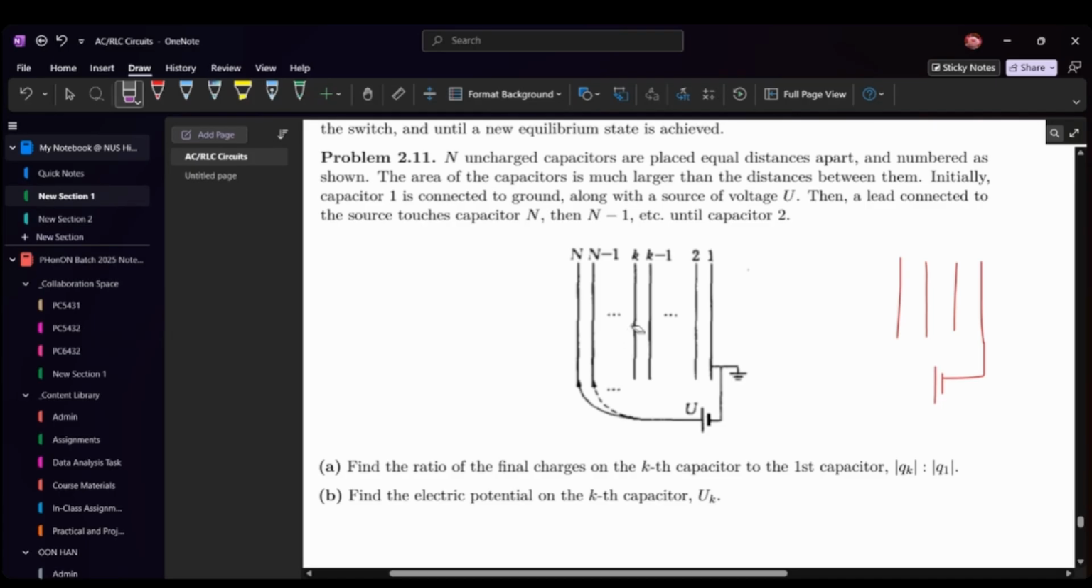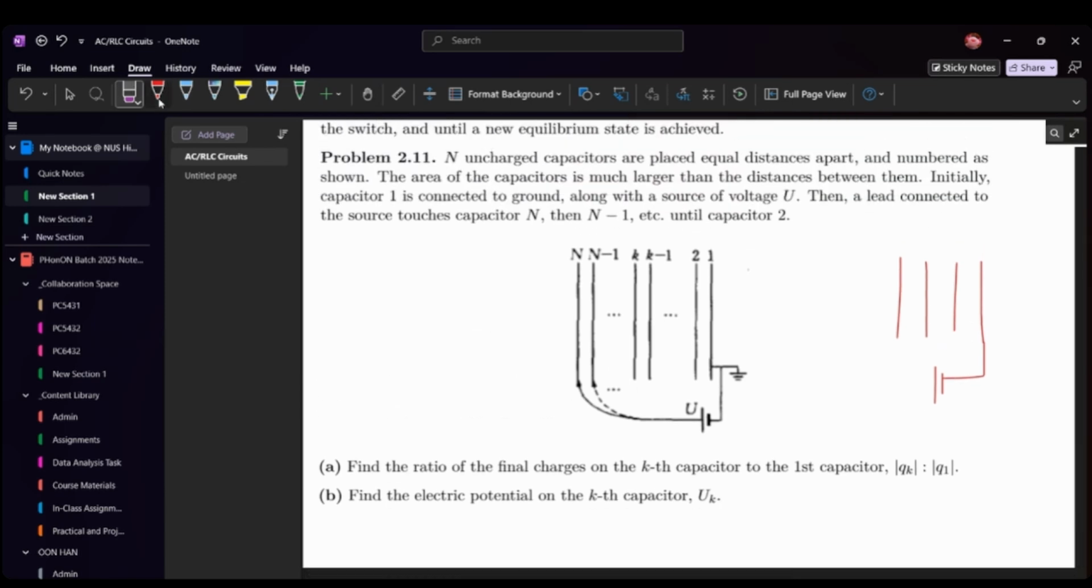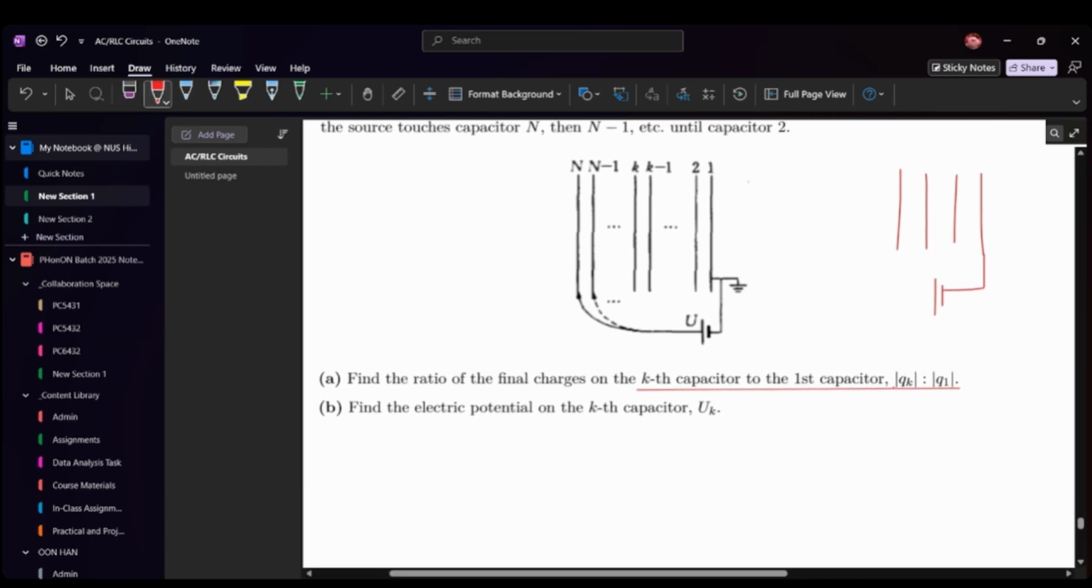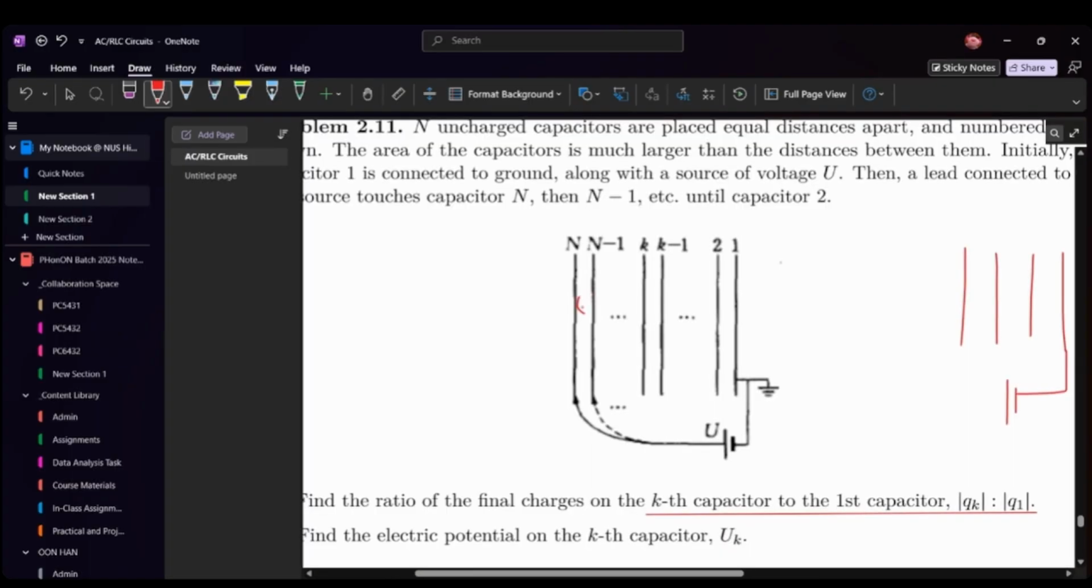So what exactly are we looking for now? The first thing I want to look for is the ratio of the final charges of the kth capacitor to the first capacitor. So basically what we have to do is consider the process individually first. The first thing we do is suppose that the capacitance between two adjacent plates is C.